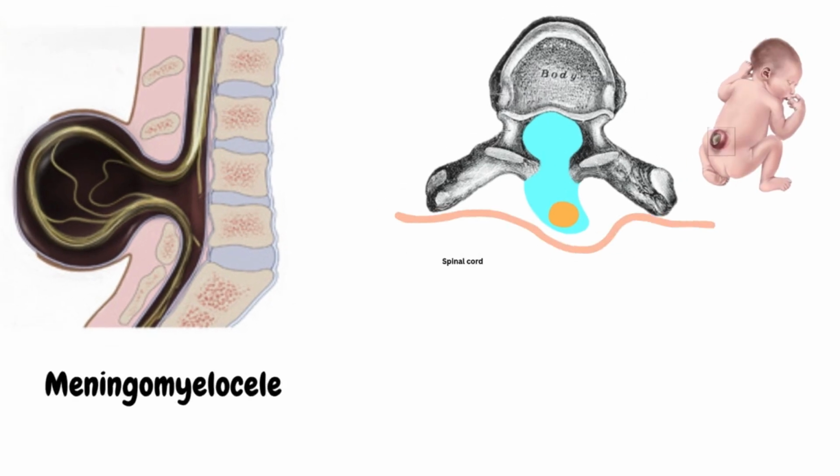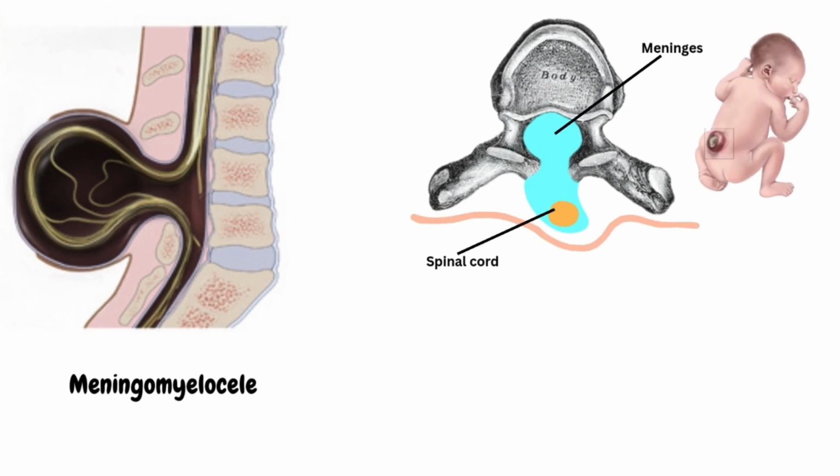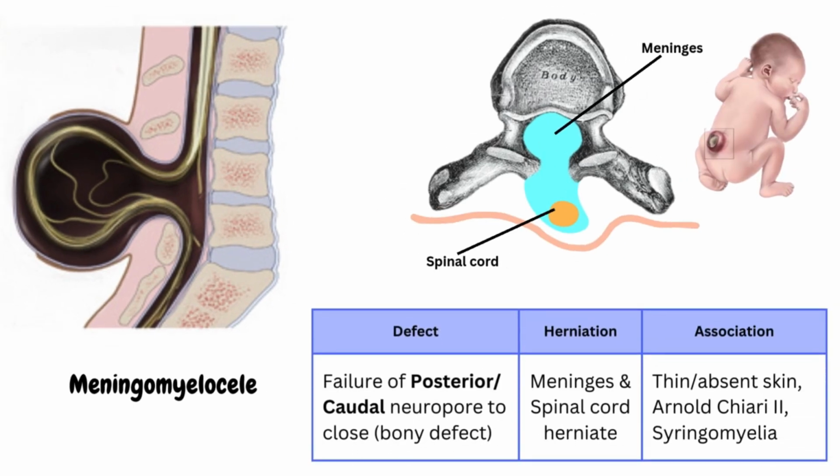Next is the meningomyelocele, which is a defect due to the failure of the caudal neuropore to close. This results in herniation of the meninges and spinal cord. There is thin or absent skin, and it is associated with Arnold-Chiari-2 malformation and syringomyelia.